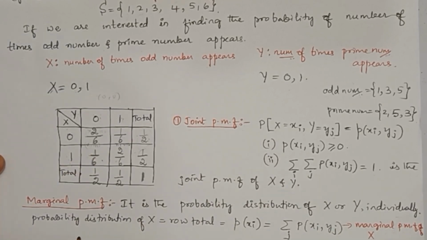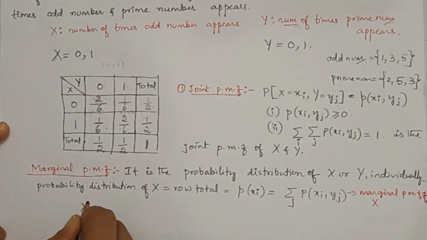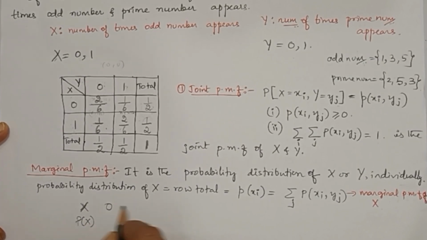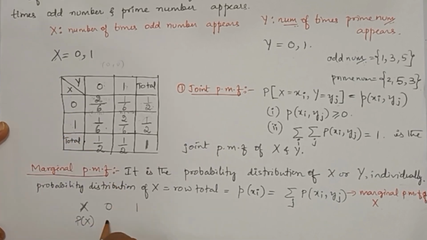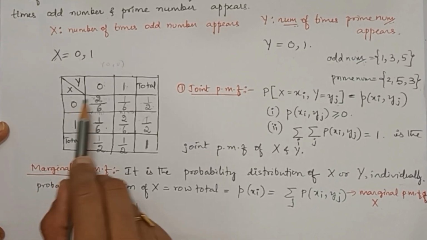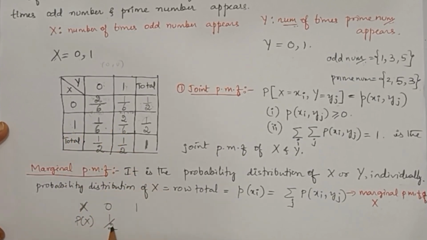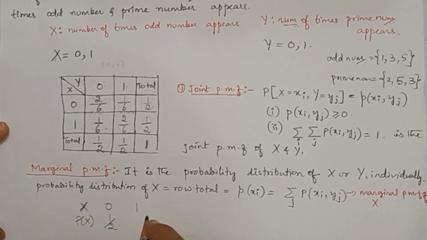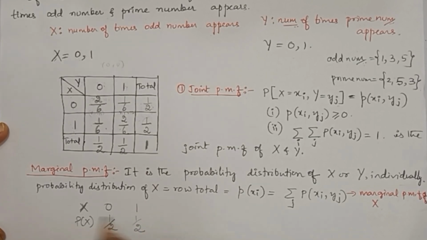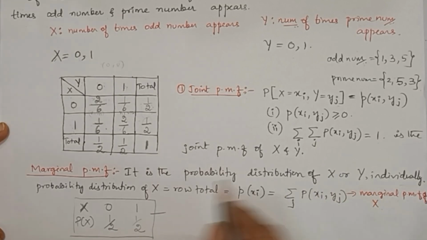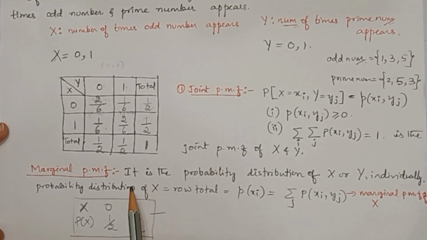So in this case, x is the random variable and its probability is p of x. In the table you have to write, x takes the values 0, 1. So what is the probability corresponding to 0? Add these two, you will get 1 by 2, and the probability corresponding to 1 is 1 by 6 plus 2 by 6, that is also 1 by 2. So this probability distribution is called the marginal probability distribution of the random variable x. That is the individual probability distribution.